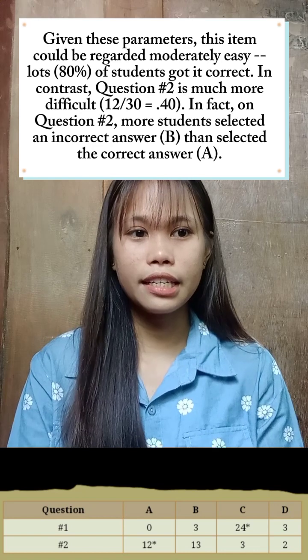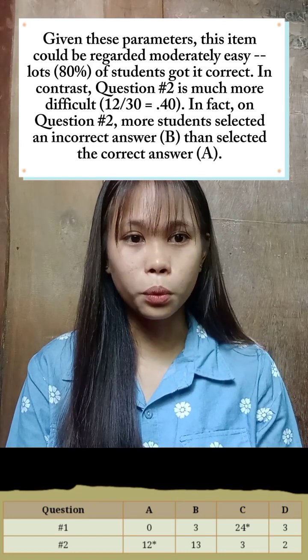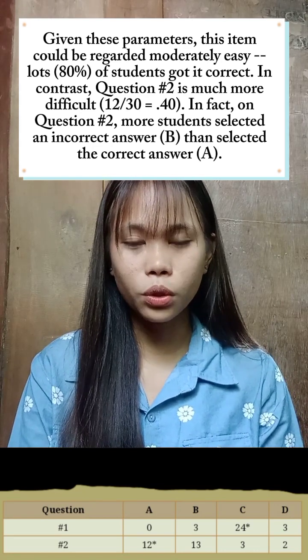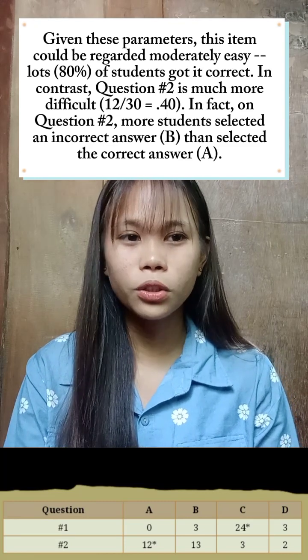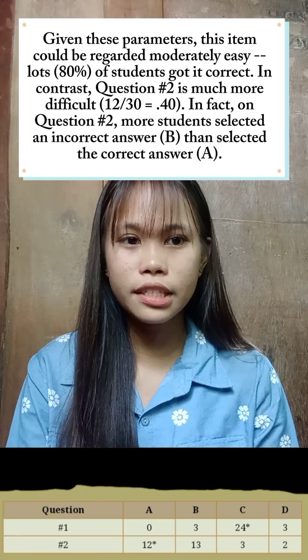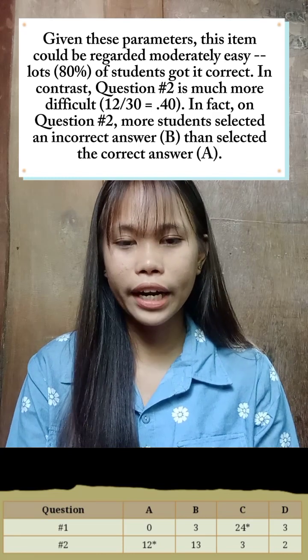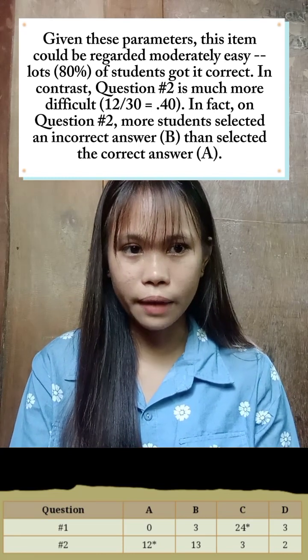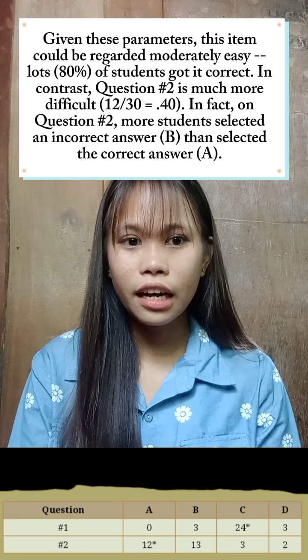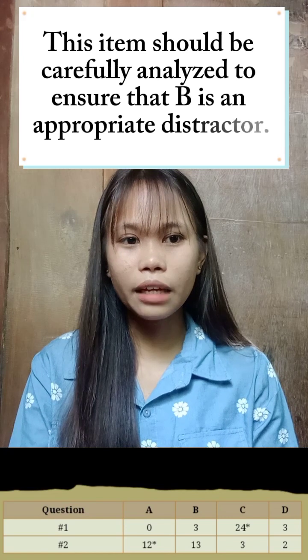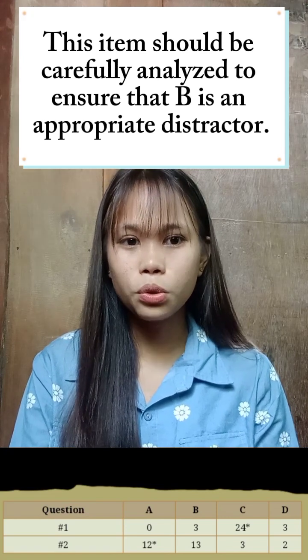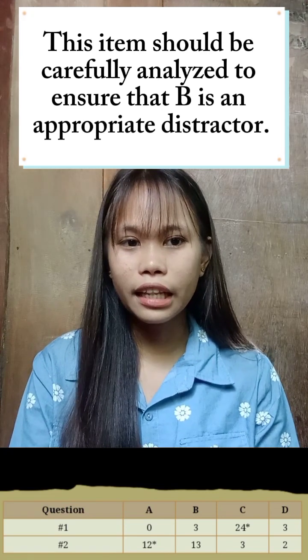In contrast, question number 2 is much more difficult. 12 over 30 equals 40%. In fact, on question number 2, more students selected an incorrect answer, which is the letter B, than selected the correct answer, which is the letter A. This item should be carefully analyzed to ensure that B is an appropriate distractor.